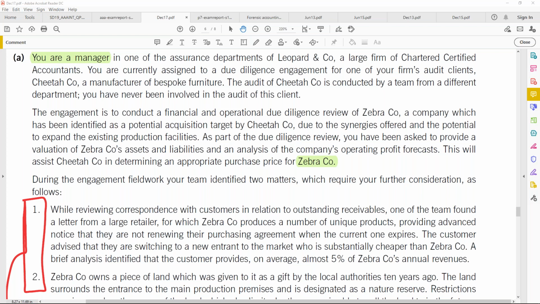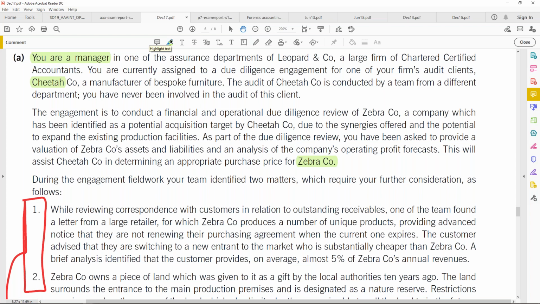Okay, if you've read the first two paragraphs, I hope they introduce to you who you are. You are a manager in the audit department of the Leopard company, and you are responsible for performing a due diligence review for your client, which is the Cheetah company. They're all animals here. So we have the Leopard company as being the audit firm. You are currently performing a due diligence review for your client, and the name of your client is Cheetah Company.